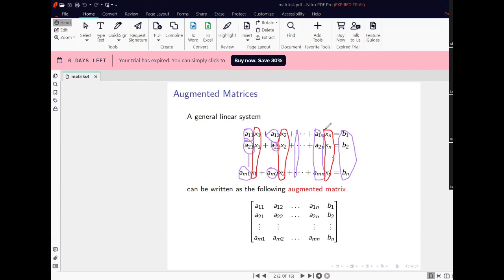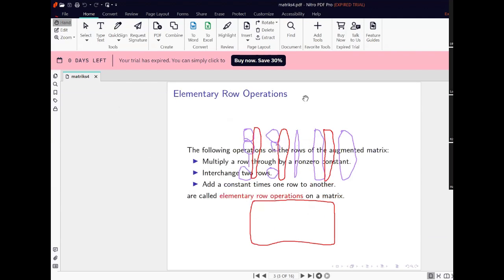The first step to find the values of x1, x2 until xn is we have to change this linear system into the augmented matrix. Okay, this is the augmented matrix. So the variables are dropped in this form. Okay, we go on to the next page.